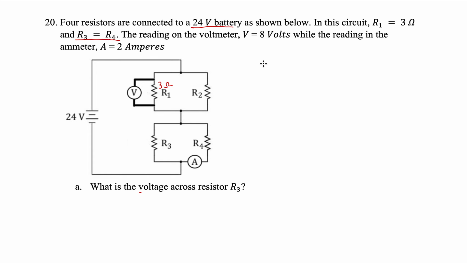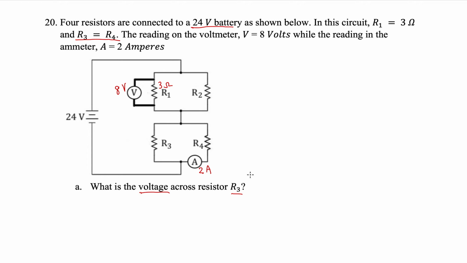The reading on the voltmeter is 8 volts. This is our voltmeter, which is 8 volts. And the reading on the ammeter is 2 amperes. So the first part is asking what is the voltage across R3.